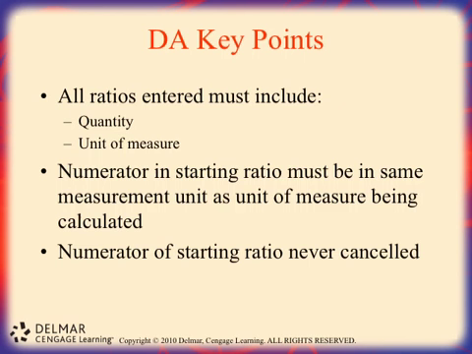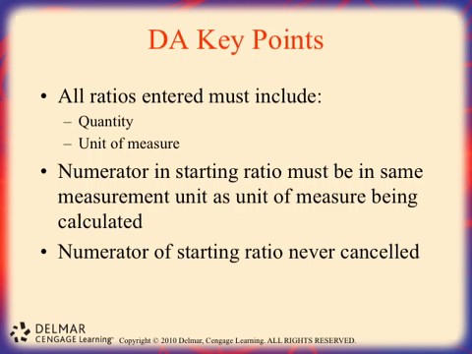The things that you need to remember is that all ratios entered must include the quantity, so you're going to have a number obviously, and then the unit of measure. So in other words, if it's milliliters or milligrams or micrograms, that will have to be entered in as well. And entering in those units of measure will really help you to keep things straight and come up with the right label for your answer. A lot of times people get the right number in the end for their answer, but they have it labeled wrong, which of course is a wrong answer.